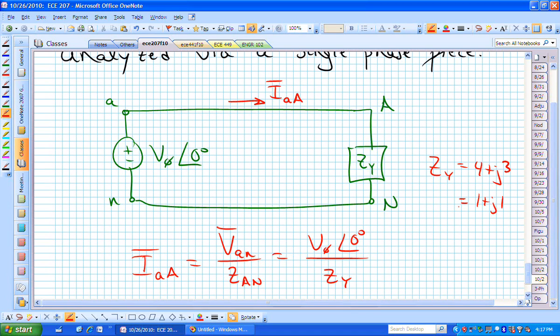Why? Because the j term is positive, and that's what we have with an inductor. If it was a capacitive load, then the sign of that imaginary part would be negative, because it's 1 over j omega C. The j downstairs, when it comes up, becomes a negative j.